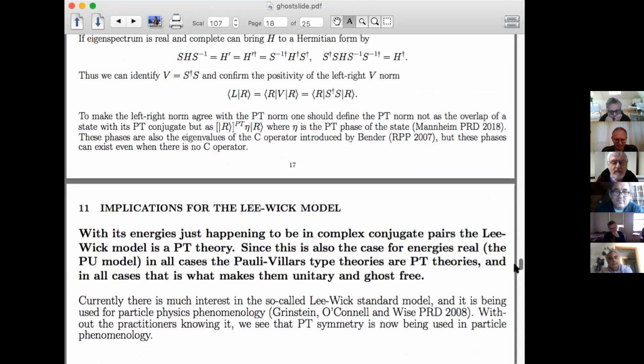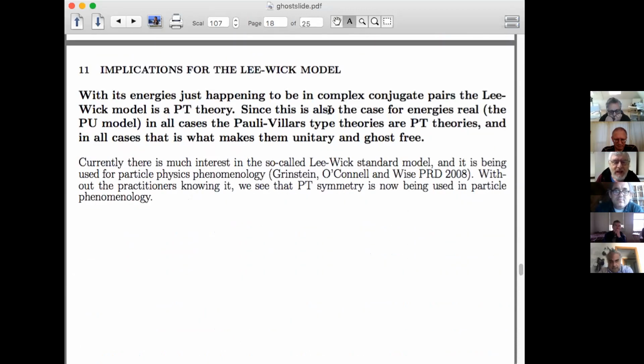Now, for the Lee model, well, you may remember that its energies just happen to be in complex conjugate pairs. And I just showed you there's a theorem that if that's the case, the model has a PT theory. Now, the same is true for energies real, and that's the PU model, which is the Pauli-Villars theory. So both the real realization of the Pauli-Villars propagator and the complex conjugate realization of the propagator are PT theories, and in all cases, that's what makes them unitary and ghost-free. So the Lee-Wick model always was a PT theory, except it was never discussed in that language.